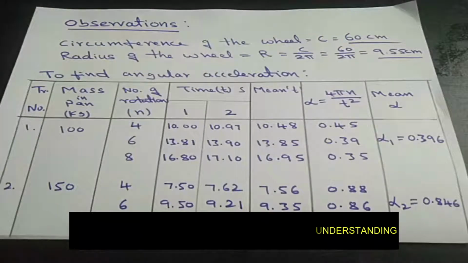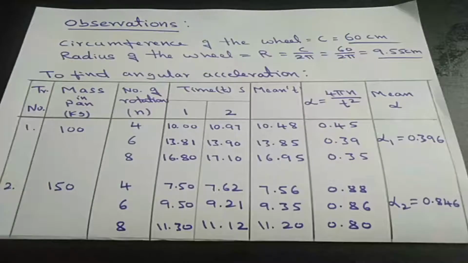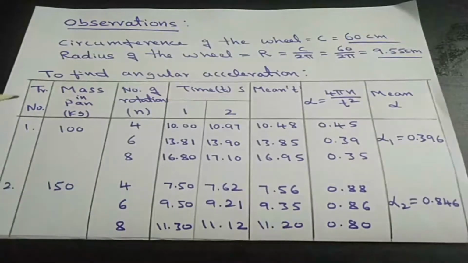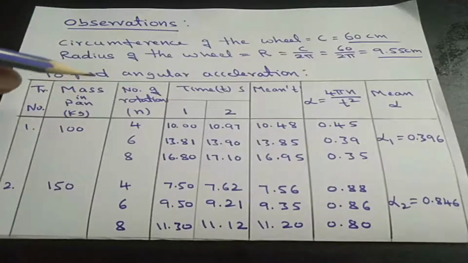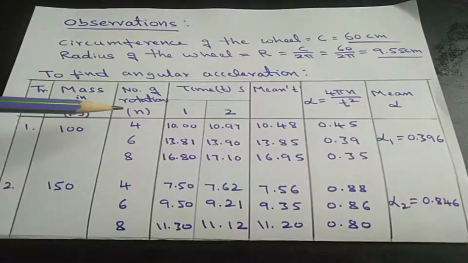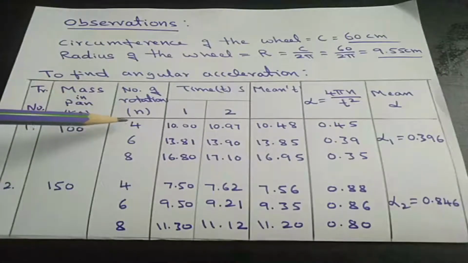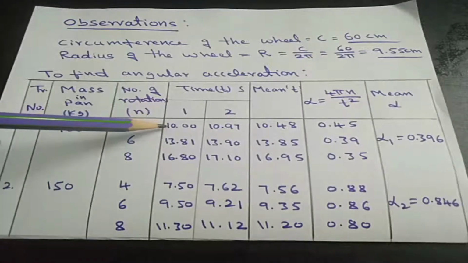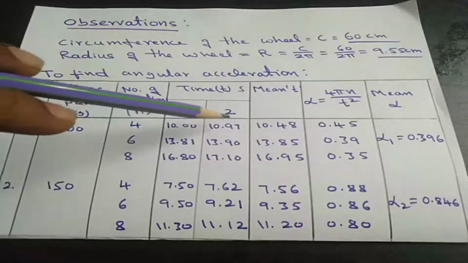Then to find the angular acceleration, we have a tabular column. In the first trial we are taking the mass in the pan as 100 grams. We can convert it to kg as 100 into 10 to the power of minus 3 kg. Then the number of rotations on the flywheel is considered as n. In the first trial we are taking the number of rotations as 4. Then the time taken for 4 rotations is 10 seconds, and in the second trial 10.97 seconds.